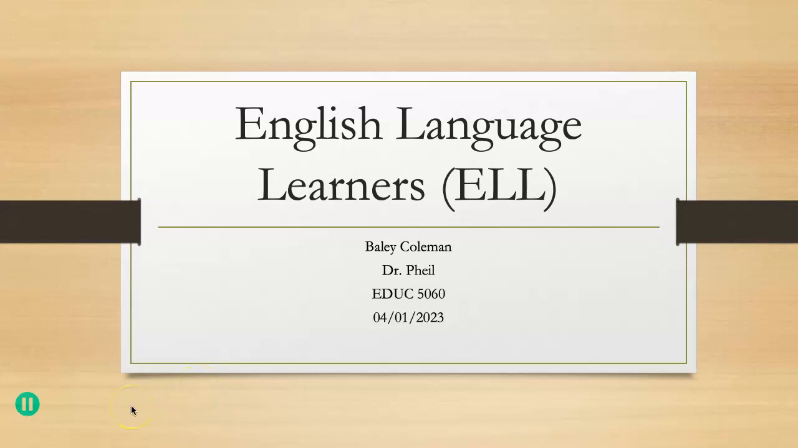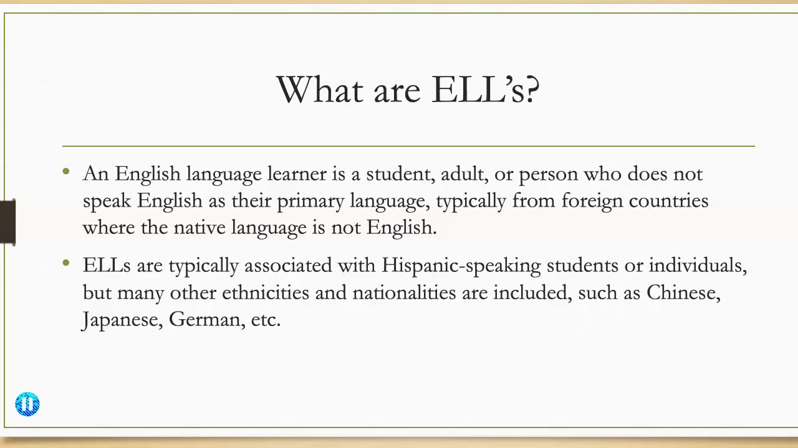But before we do that, we have to determine what English language learners are. An English language learner is a student, adult, or person who does not speak English as their primary language, typically from countries outside of an English-speaking country. English language learners are typically associated with Hispanic-speaking students or individuals, but many other ethnicities and nationalities are included, just to name a few, such as Chinese, Japanese, German, etc.